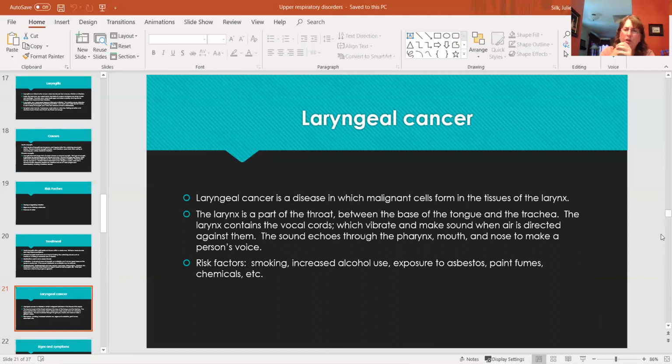All right, so I'm not sure if your chapter talks about laryngeal cancer. I'm going to mention it here anyway. If you don't have it, you don't have it, but more information is better than none, I guess. So I'm just going to go ahead and go over this stuff with you as well. My other class has it, so that's why I have it here, but we'll just talk about it anyway. Laryngeal cancer is a disease in which malignant cells form in the tissue of your larynx. Again, your larynx holds your vocal cords. That's how you have your voice. Risk factors include smoking, increased alcohol use, and exposure to asbestos, paint fumes, chemicals, you name it.